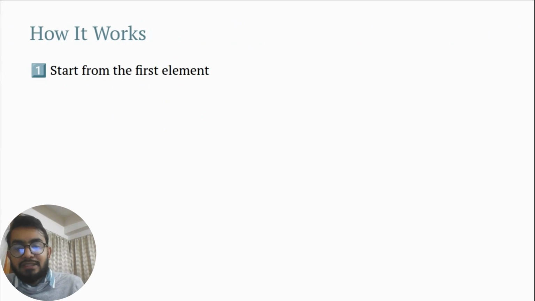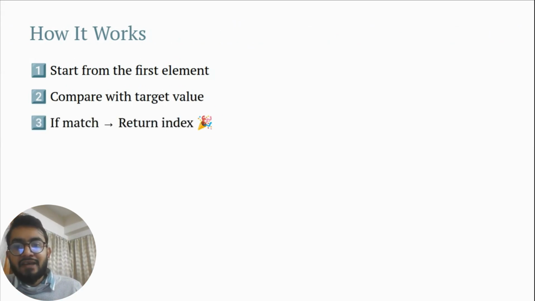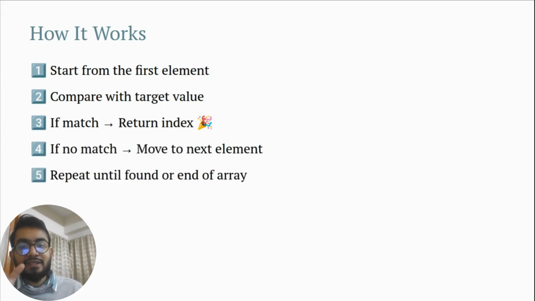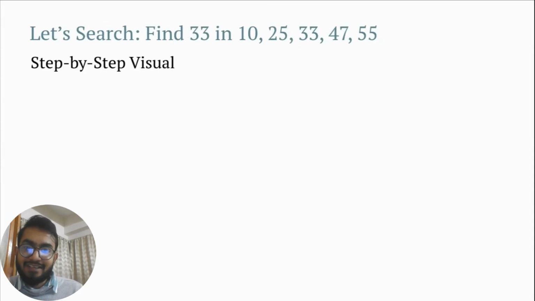So how does it work? As I already mentioned, it starts from the first element, and compares it with the target value, the value you are looking for. If it matches, it returns that index, okay, I found it. If there is no match, it moves to the next element, and repeats until found or the end of the array. So it is simple, and it is guaranteed to work for any data.